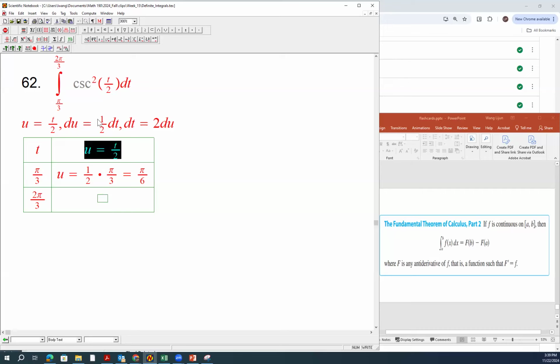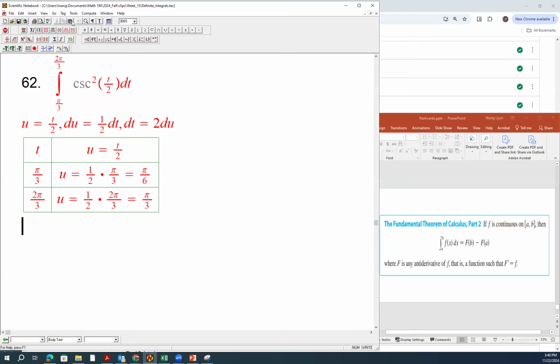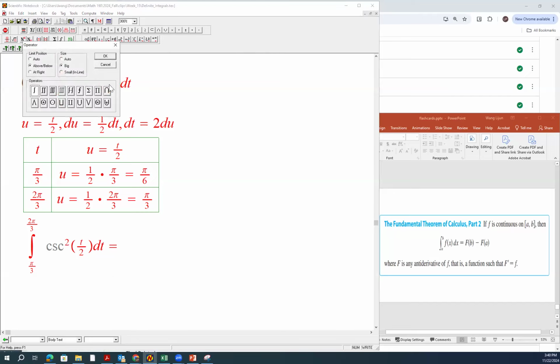And u equals t over 2. When t equals 2 pi over 3, we replace the t by 2 pi over 3. So now we got pi over 3 there, because this 2 and this 2 reduced. So we have finished the necessary elements of substitution. The rest we're just going to put together. So let's do the 1, 2, 3.